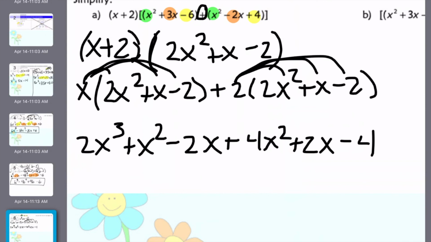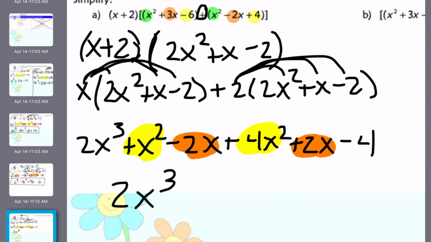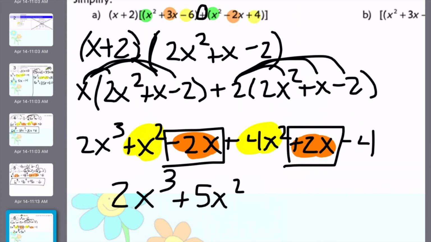So I'm almost done. My last step, I need to try to identify what my like terms are. I'm going to highlight those so I know to combine them. So I start off with 2x to the third. That remains the same. I have x squared plus 4x squared, which is going to give me plus 5x squared. And the thing that's interesting here, I have minus 2x and I have positive 2x. Since I have a minus and positive of the same value, this actually creates a zero pair. So they cancel each other out.